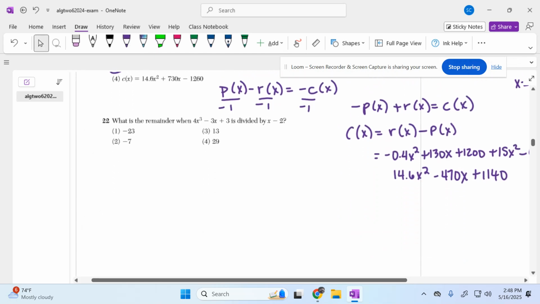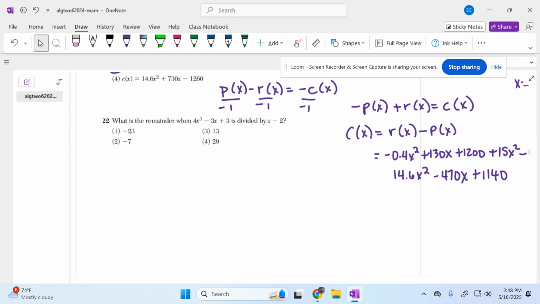Number 22 is asking us to divide two polynomials, but it's only asking us for the remainder. So yes, we could do the division. However, if we just know the remainder theorem, this is a relatively easy question. So if x minus 2 is what I'm being divided by, I want to plug in 2, because that's what would make that expression 0, so that I can see what the other expression's value is when 2 is plugged in. That's the remainder. So we'll say 4 times 2 to the third minus 3 times 2 plus 3. I can then just type that into my calculator, and I can get 29. That's how the remainder theorem can help you.